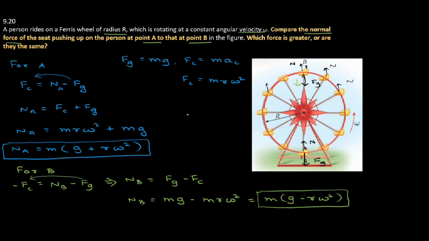Now the question is asking us to compare which force is greater or are they the same. So if you compare NA with NB, for NA you have mg plus mr omega squared, whereas here it is mg minus mr omega squared. So when we compare them, we can come to a conclusion that normal force at point A is greater than normal force at point B, because obviously here we are adding the two forces, the force due to gravity as well as the centripetal force. And here we are subtracting them. We are taking the difference of these two forces. So NA has to be greater than NB.